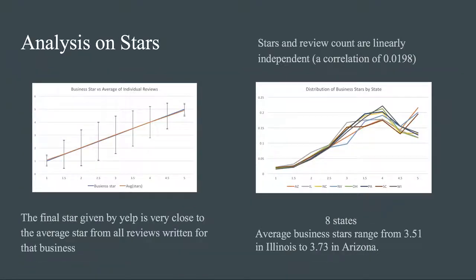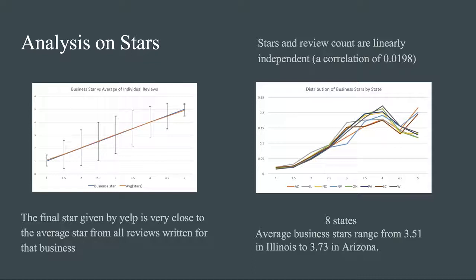In our descriptive analysis on stars, we first compared the actual star rating of each business to the average star rating aggregated based on all reviews. From the graph on the left we can see that the line representing the star rating given by Yelp almost coincides with the average star from all reviews written for that business. So it is safe to conclude that the star rating by Yelp is generated from ratings given by users.